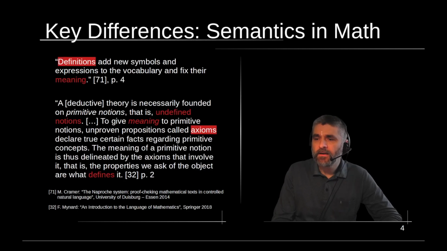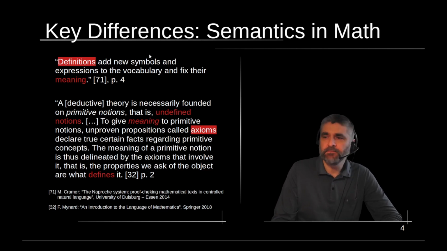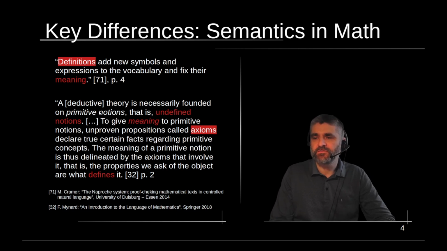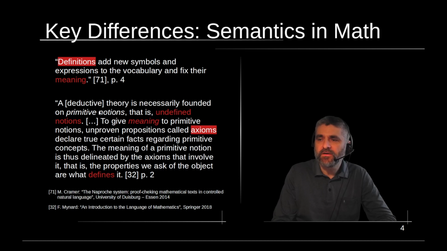Consequently, these publications also differed significantly in localizing where exactly mathematical texts encode semantics. One source stated that the building blocks called definitions add new symbols and expressions to the mathematical vocabulary and fix their meaning. On the contrary, some other source stated that a deductive theory like mathematics has always to start with some undefined, primitive notions, and only axioms give meaning to these undefined notions by relating them to each other. So only the properties that undefined primitive notions have, or how they behave according to the axioms, define what they are.